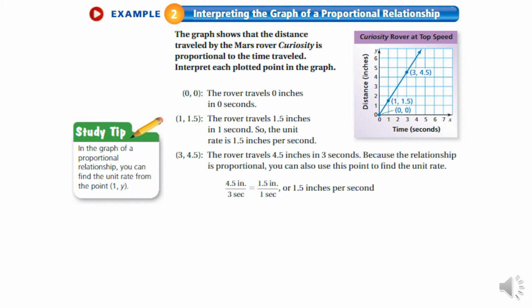3 comma 4.5 means I've traveled for 3 seconds and moved 4.5 inches. Well, notice as you can see there, when they take and reduce that fraction, it reduces down to 1.5 over 1, which comes back to that first set of values, again indicating the existence of a proportional relationship.